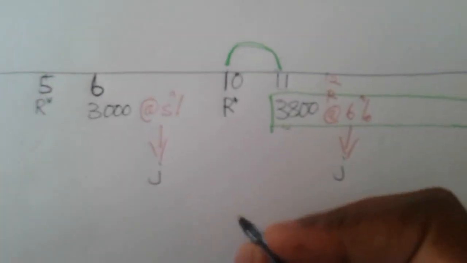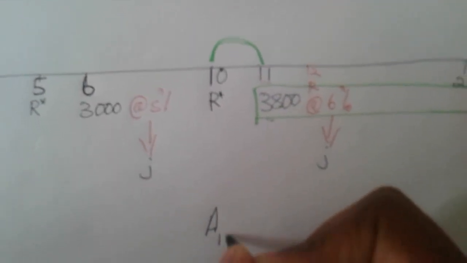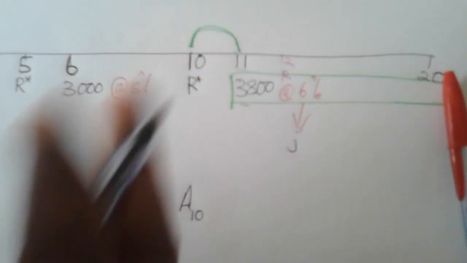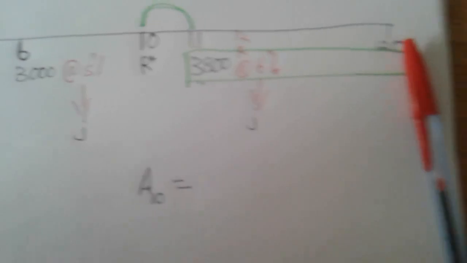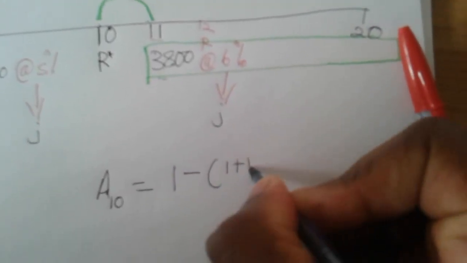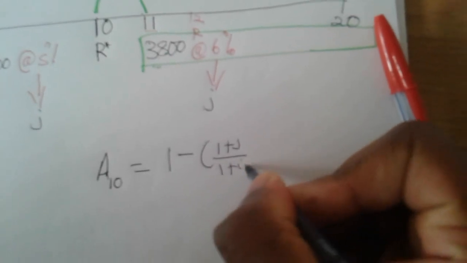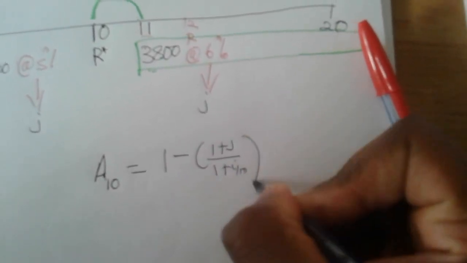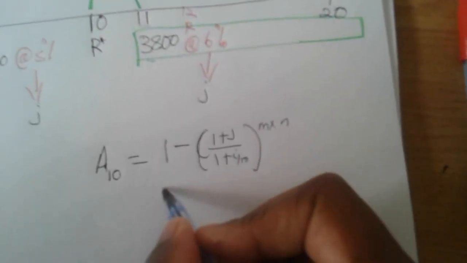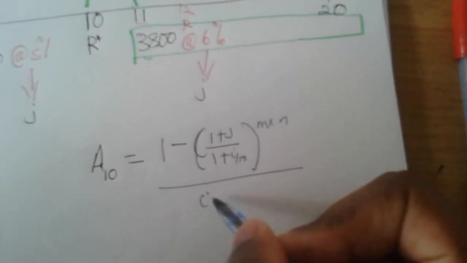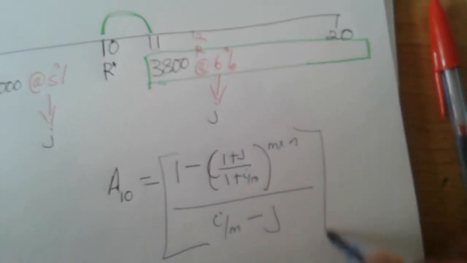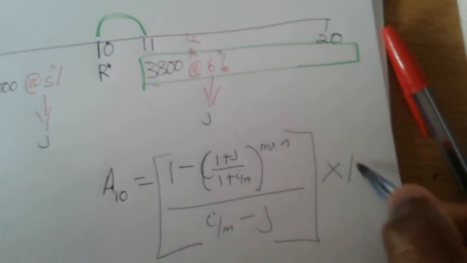So we now say A10. Why A10? Because we want to know the PV at the end of year 10. It is equal to 1 minus (1 plus j over 1 plus i over m) to the power of m times n, then everything divided by i over m minus j, right? And then everything multiplied by r.